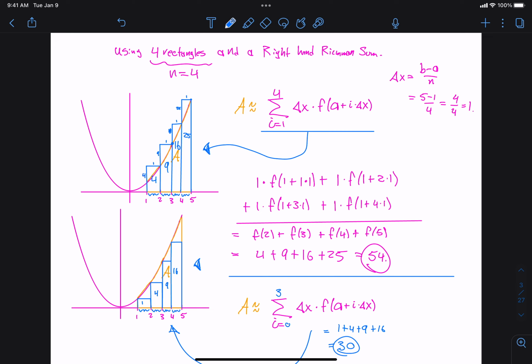Because this function is concave up, well, actually it's not because it's concave up, it's because it's increasing. If you have an increasing function, then the left-hand sum will always be an underestimate. But if we had done something on the left side, where the function's decreasing, the roles would be switched. Any other questions about this?